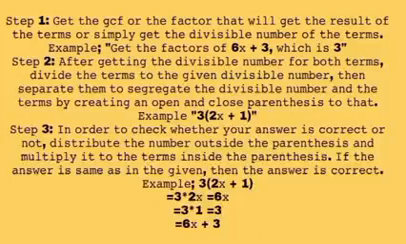Step 1. Get the GCF, or the factor that will get the result of the terms, or simply get the divisible number of the terms. Example, get the factor of 6x plus 3, which is 3. Step 2. After getting the divisible number for both terms, divide the terms by the given divisible number, then separate them to segregate the divisible number and the terms by creating an open and close parenthesis. Example, 3, open and close parenthesis, 2x plus 1.